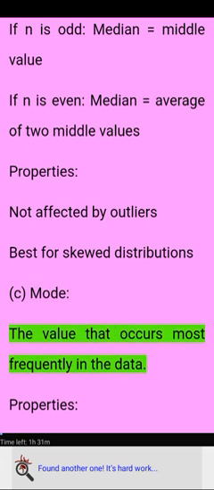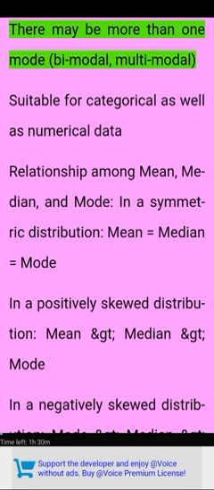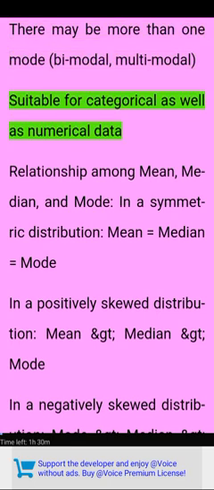C. Mode. The value that occurs most frequently in the data. Properties: There may be more than one mode, bimodal or multimodal. Suitable for categorical as well as numerical data.